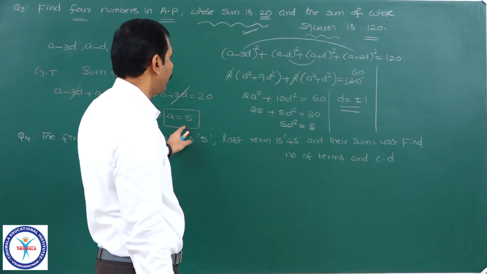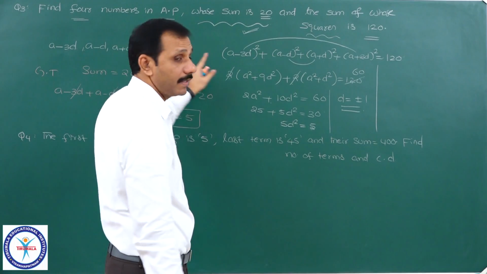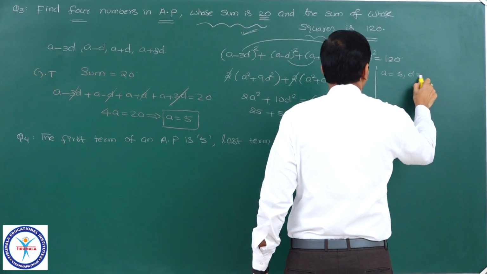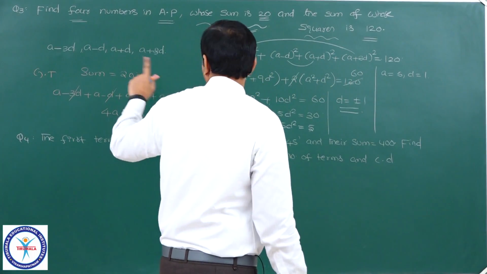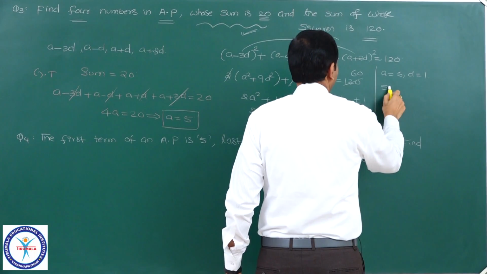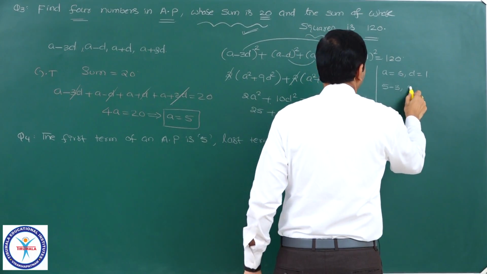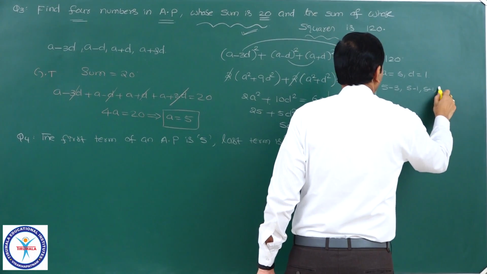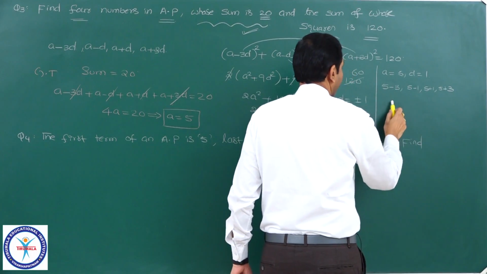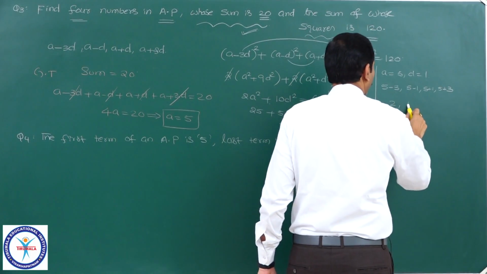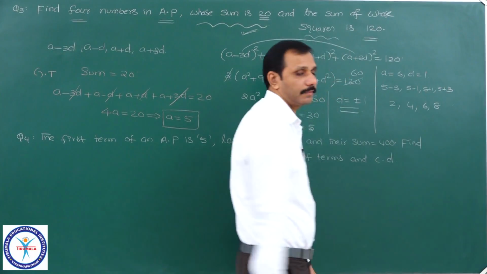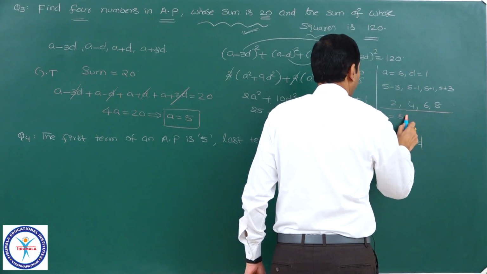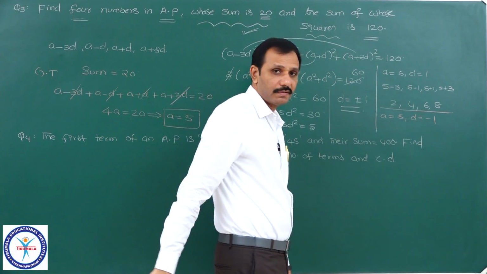Therefore, now we know the a value and d value, so I can write all these terms. First I will take a = 5 and d = 1. Now what are the terms? You see, a − 3d is 5 minus 3 into 1, a − d is 5 minus 1, a + d is 5 plus 1, a + 3d is 5 plus 3. 5 minus 3 is 2, 4, 6, 8.